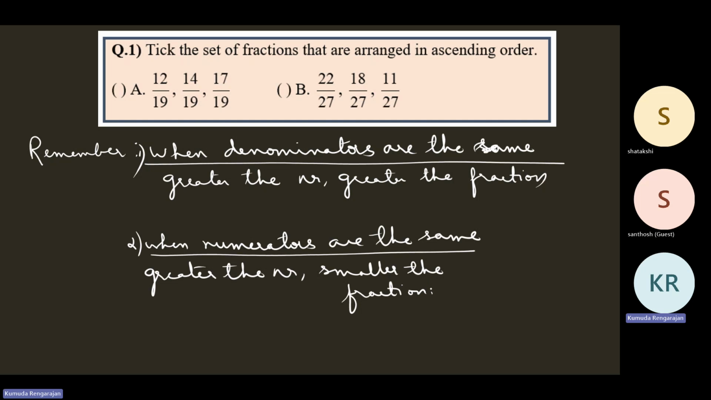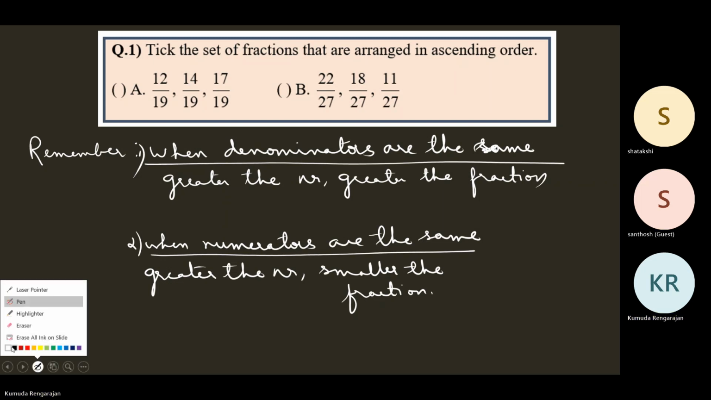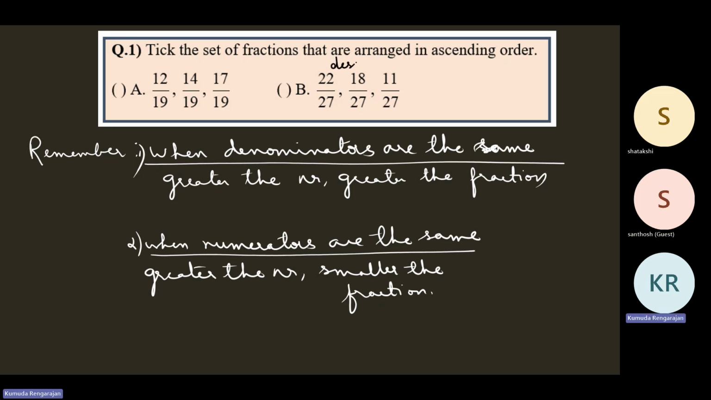So here, what is the same, the numerator or the denominator? In both the options, the denominators are the same. So what is the rule when the denominators are the same? Both are in ascending order. Okay, so when denominators are the same, greater the numerator, greater the fraction. So this one is in the descending order, but this one is in the ascending order.